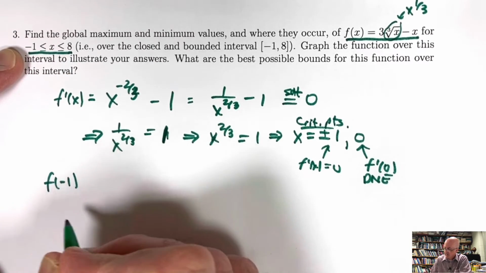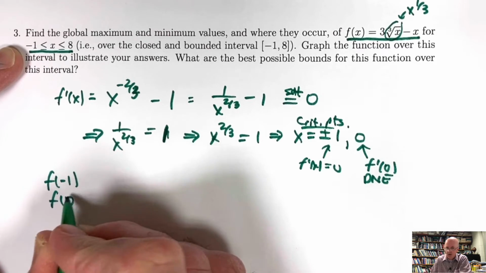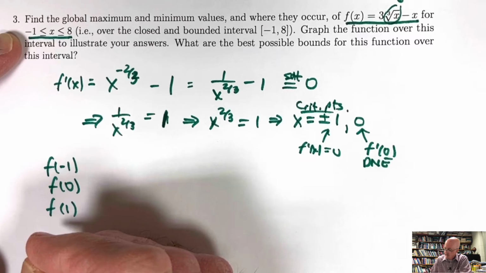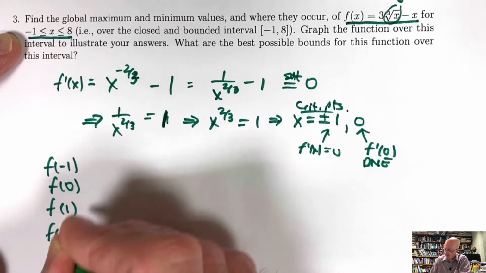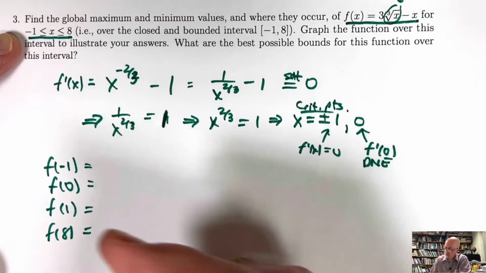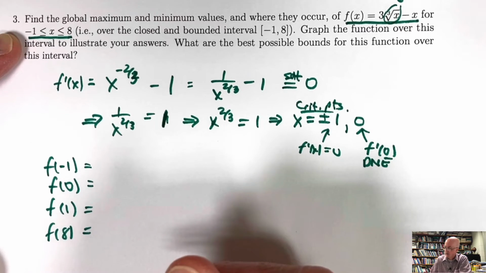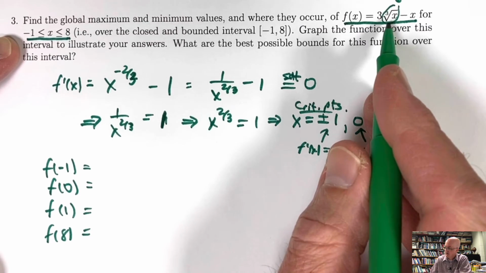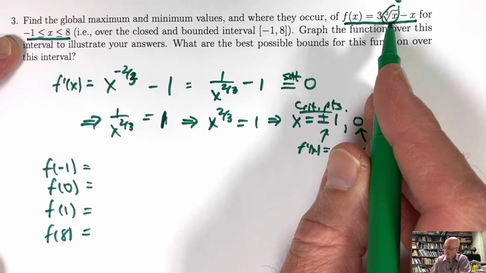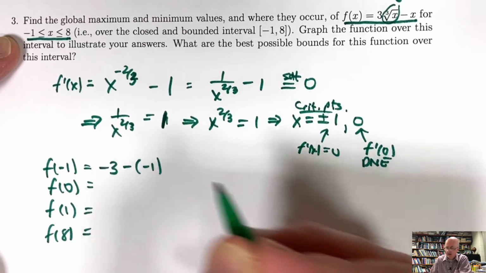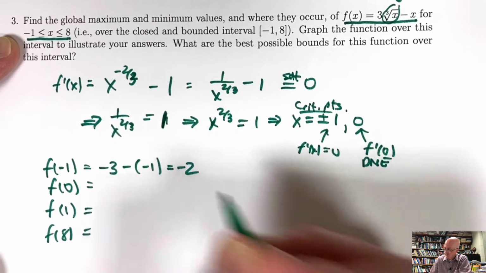Let's now plug these numbers into the function. Don't forget to plug in 0. It is a critical point. And don't forget to plug in the right endpoint, 8, into the function. And again, it's a guarantee that one of these will be the global max value and one will be the global min value. f of negative 1, go back to the original function. Cube root of negative 1 is negative 1. Times 3 is negative 3. We're subtracting negative 1, so this becomes negative 2.